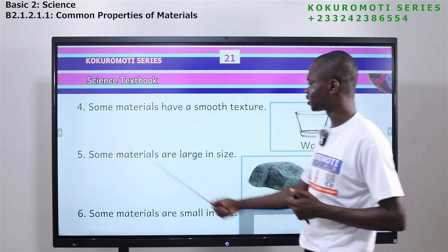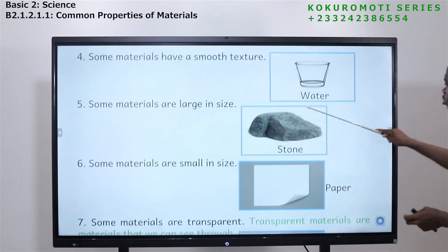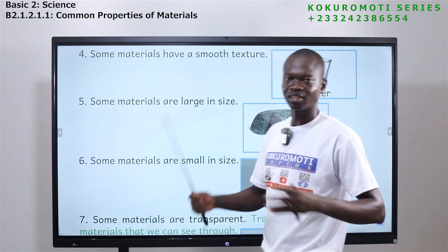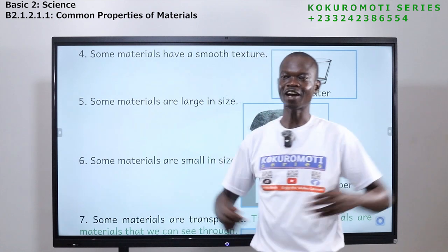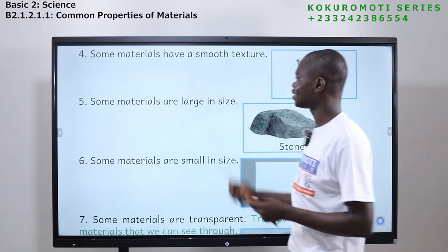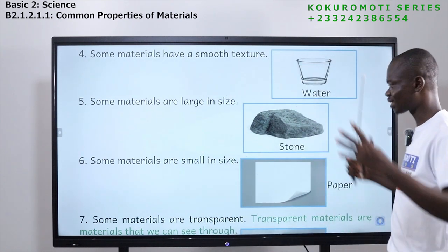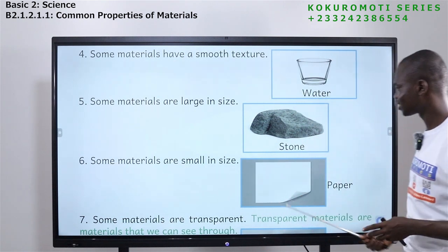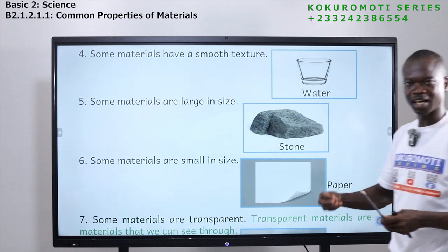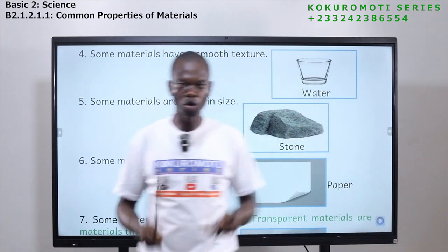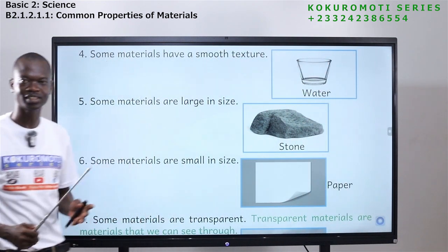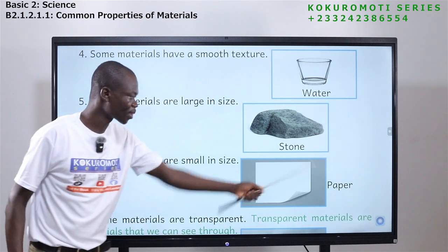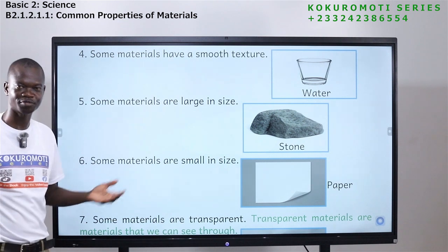The next one is that some materials are large in size. So let's look at it. This is a stone. You know, stones have different sizes, but naturally stones are big. We have big stones, right? So we are saying that some materials are large in size. The next one is that some materials are small in size. We have large materials and we have materials that are also small in size. Are you listening? So for example, we have paper. The size of paper.